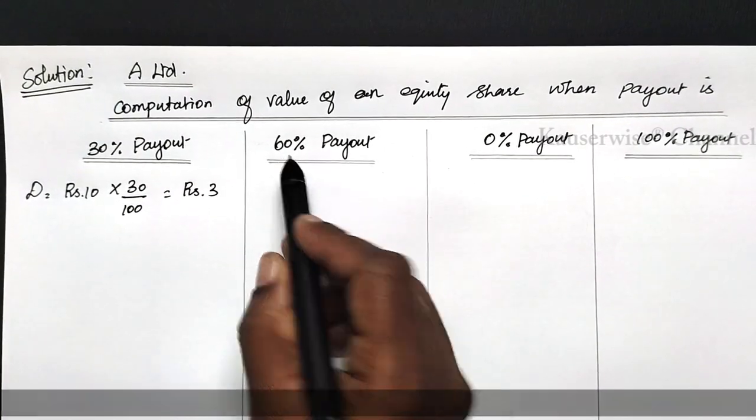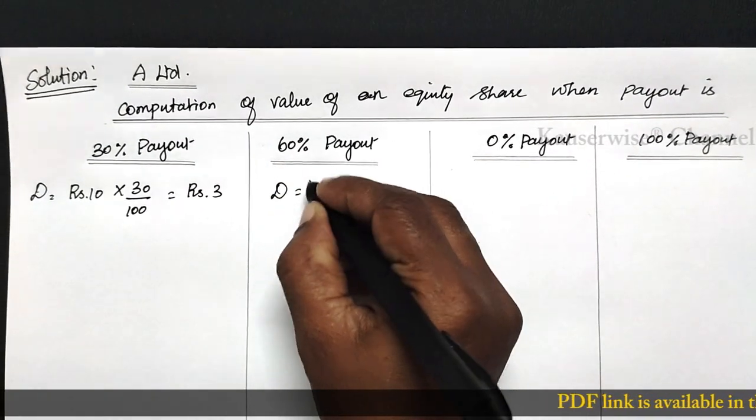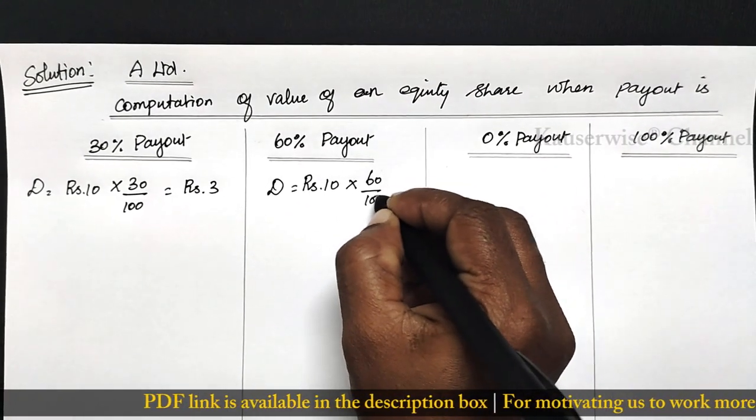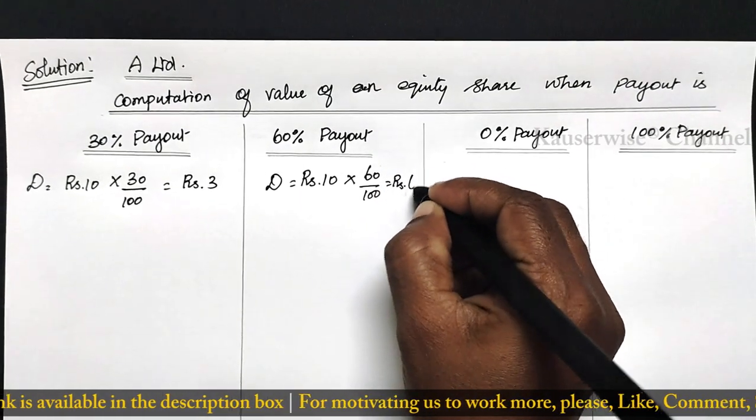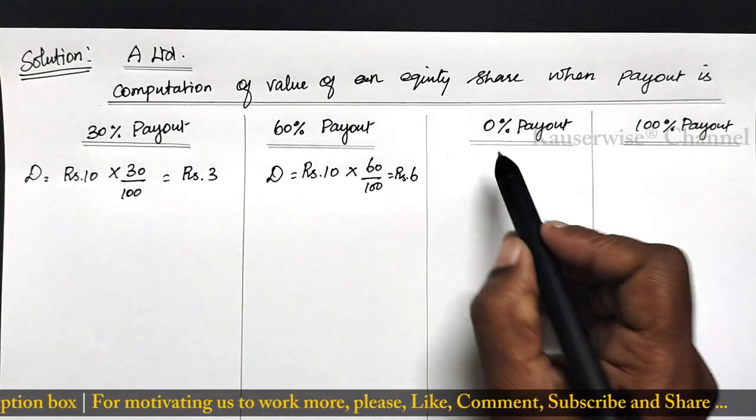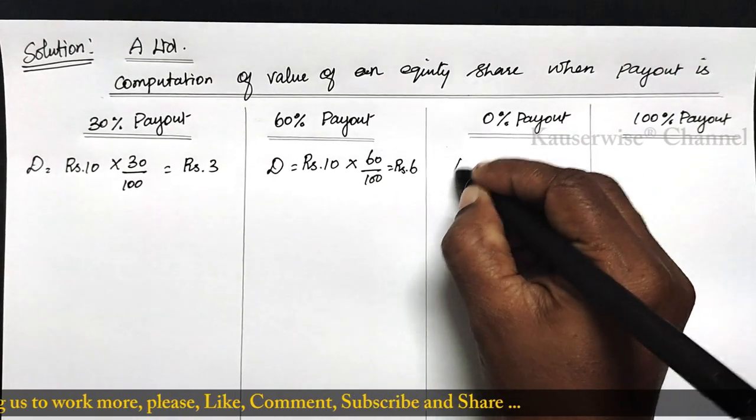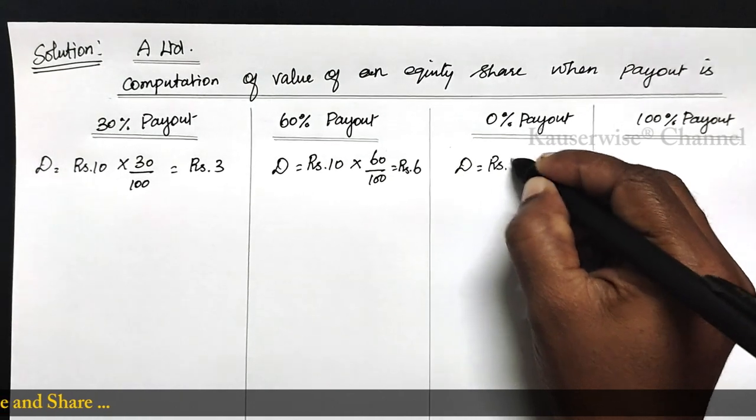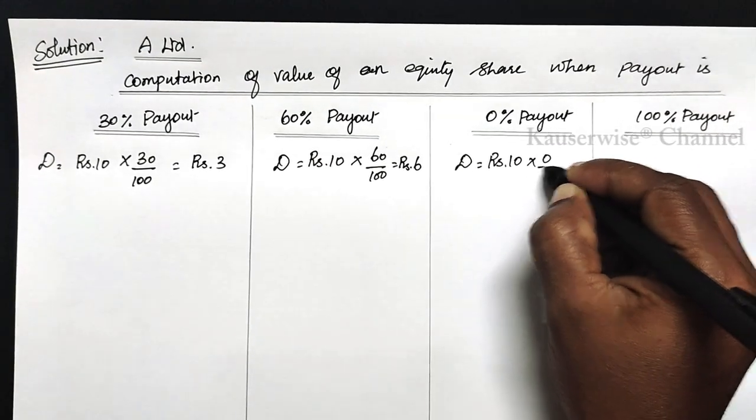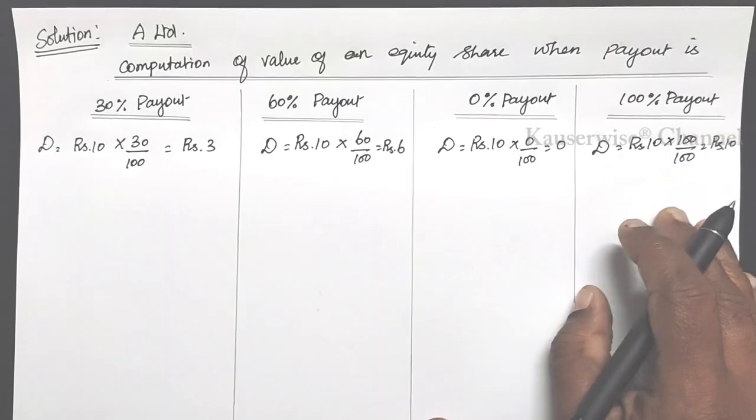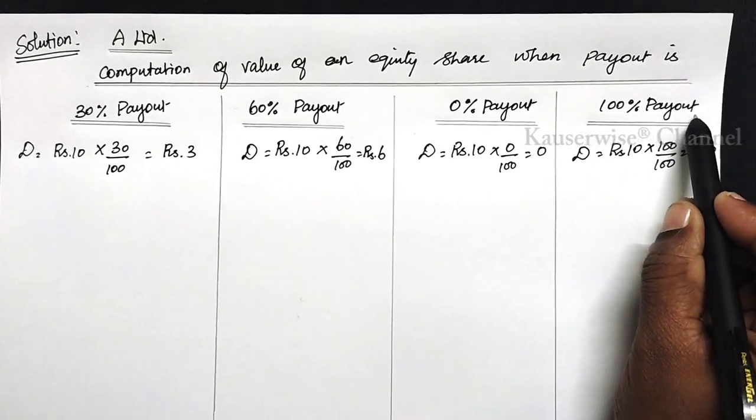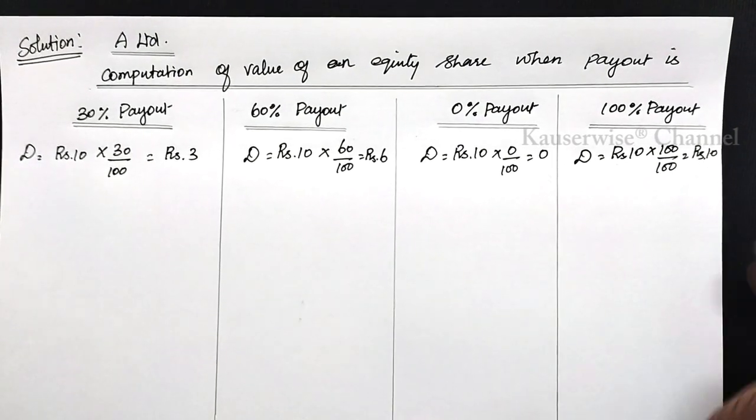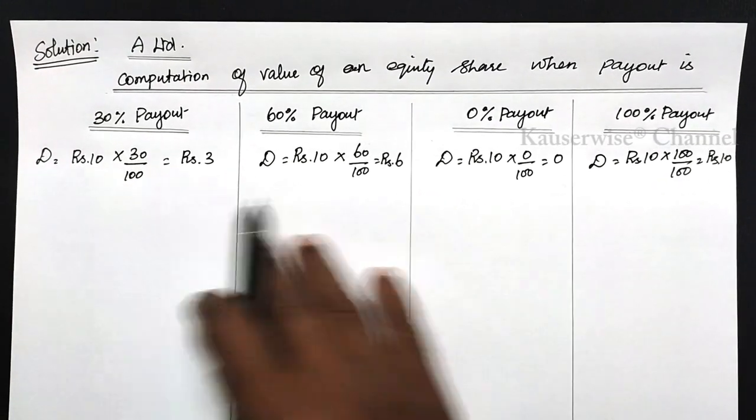According to the second option, 60%, D is equal to earnings per share, 10 rupees, into 60%. How much? Rupees 6. The next one is 0% payout. Earnings per share is 10 rupees, and the dividend is 0%, so 0% on 10 rupees is 0. See the last option, 100% payout. Earnings per share is 10 rupees and 100% is the dividend. So now we have calculated D for four different options.